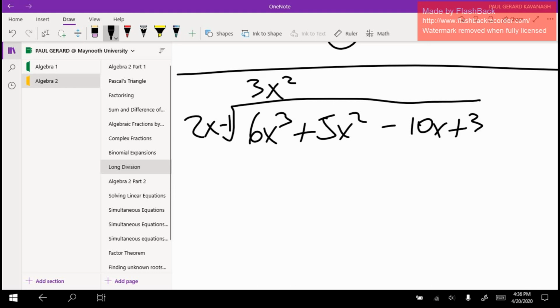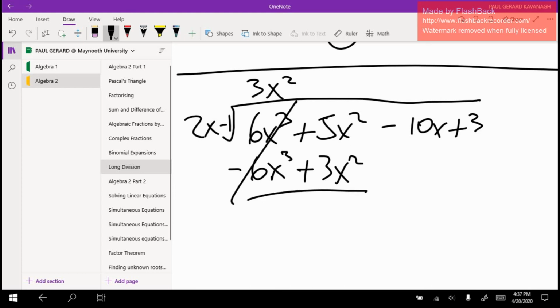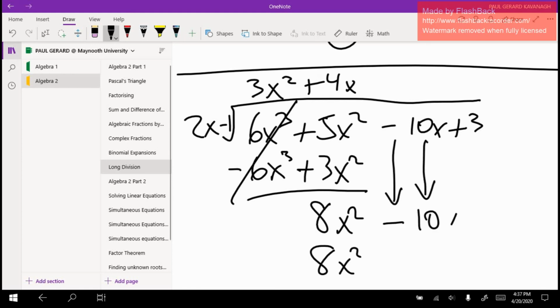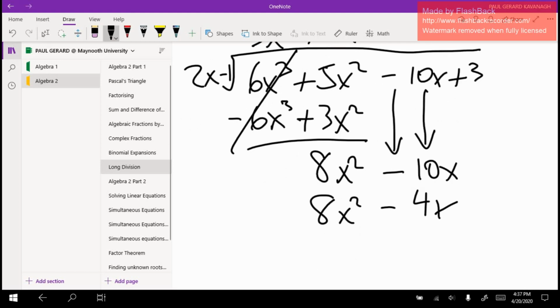Multiply the 3x squared by the 2x again to get 6x cubed, and you multiply the 3x squared by the minus 1, so it's going to be minus 3x squared. Now you just change the signs, minus to plus, and this will basically give 8x squared. Divide your 8x squared by the 2x to get 4x. Multiply the 4x by the 2x again to get 8x squared, so we get 0. Multiply the 4x by the minus 1 to get minus 4x.